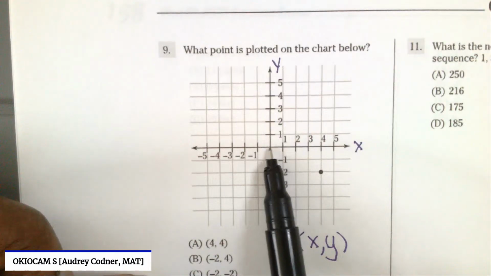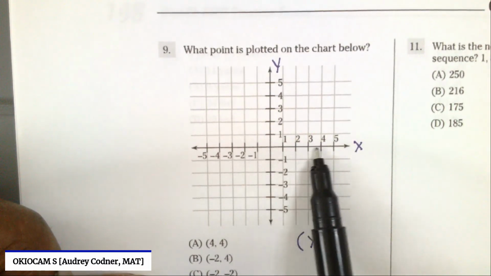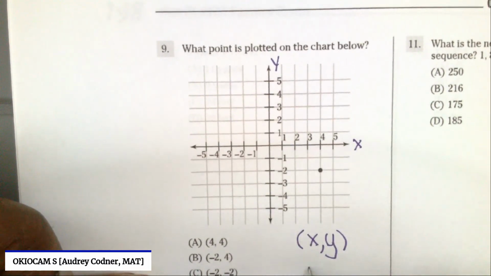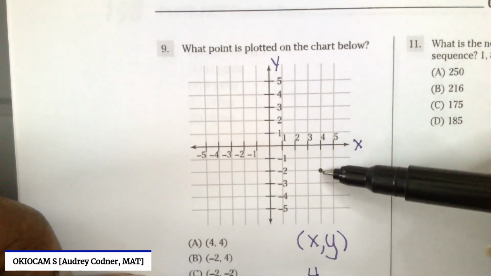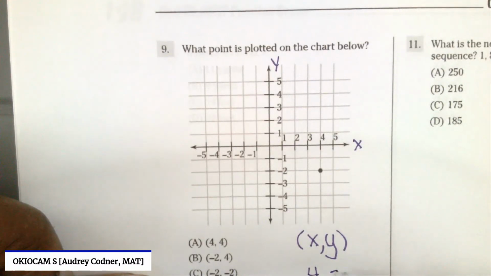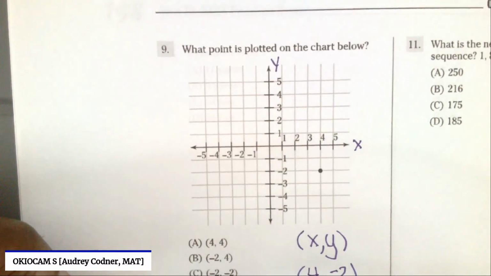So we're going to go to the right 4. So that means 4 units. That's my x is 4. Then from here, I'm going to go down 2. So that will be my negative 2. So right away, we got that 4.